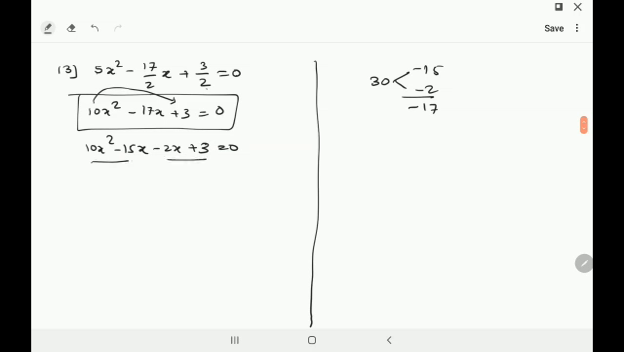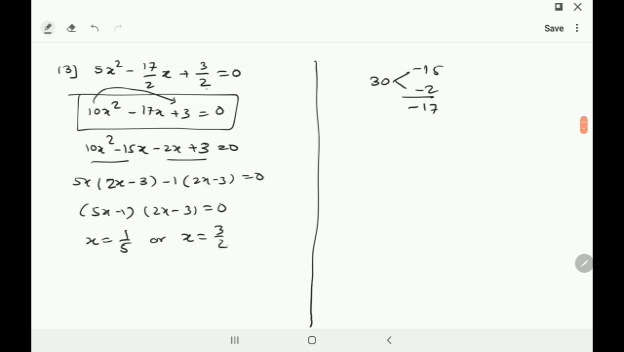Taking common. What can I take common? 5x. Right? So I'm left with 5x minus 3. Oh, sorry, not 5x, 2x. Minus 1 can be taken common, so I get 2x minus 3 is equal to 0. I get 5x minus 1 and 2x minus 3 is equal to 0. So I get x is equal to 1 by 5 or x is equal to 3 by 2, and that's the answer. Got the point? Hope you understand.